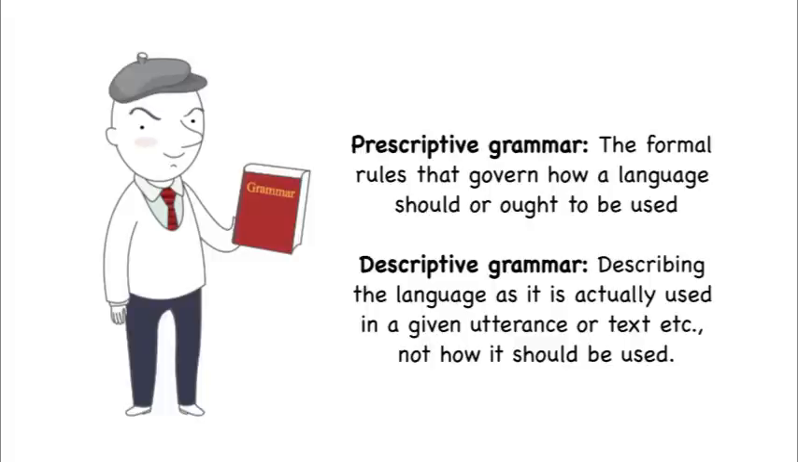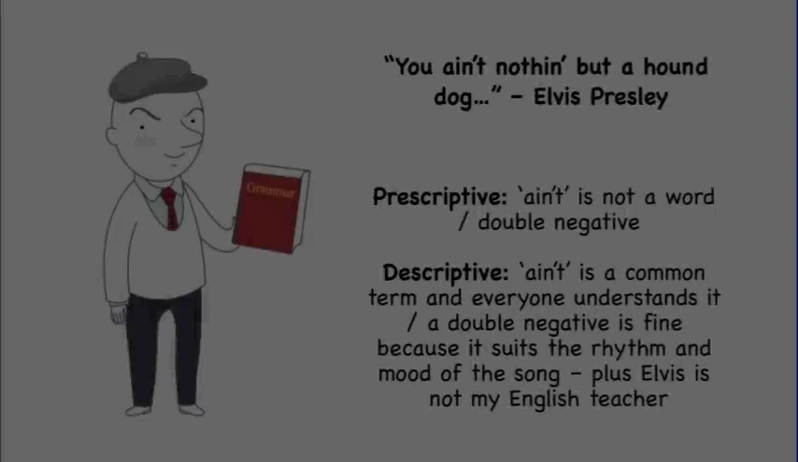Juxtaposed with this, we have descriptive grammar, which describes what people actually say in a given context or situation, not what they should say, as is the case with prescriptive grammar. Descriptive grammar is often judged acceptable based on nothing more than a native speaker's intuition of their own language.